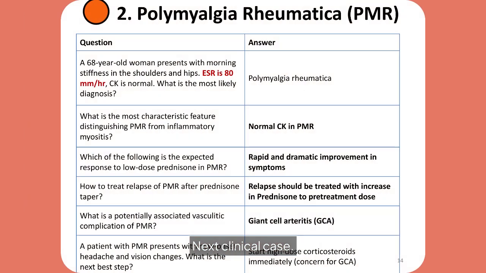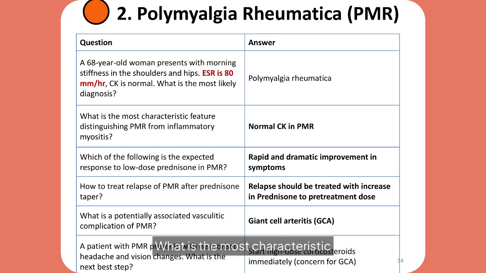Next, clinical case. A 68-year-old woman presents with morning stiffness in the shoulders and hips. ESR is 80, CK is normal. What is the most likely diagnosis? Answer: polymyalgia rheumatica, or PMR.